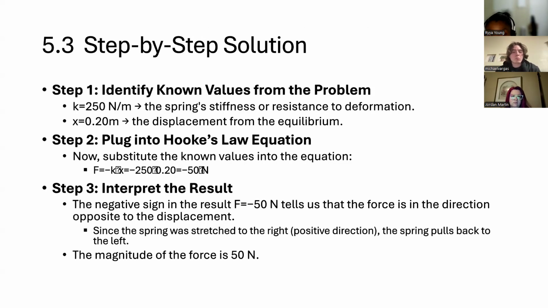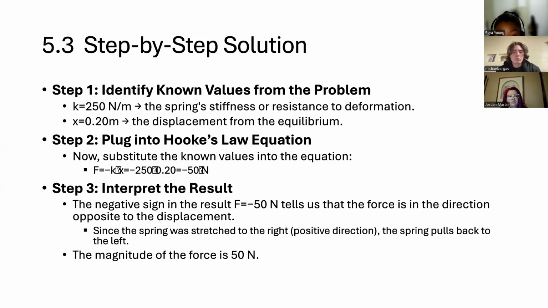5.3 step-by-step solution. Step 1 is identifying the known values from the problem. So K is 250 newtons per meter, the spring stiffness or resistance to deformation, and X is 0.20 meters, the displacement from the equilibrium. Step 2, you would plug into Hooke's law equation. So substitute the known values into the equation.